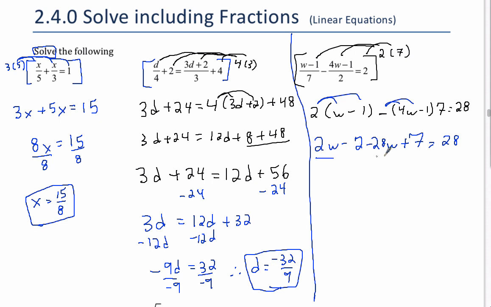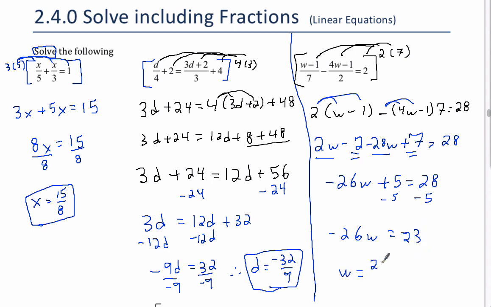Okay? Collect the like terms. Minus 26w. Minus 2 plus 7 is plus 5. Take away 5 from each side. Minus 26w equals positive 23. And therefore w is 23 over negative 26.